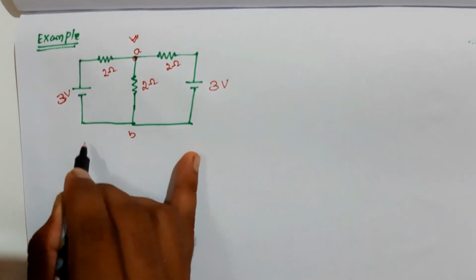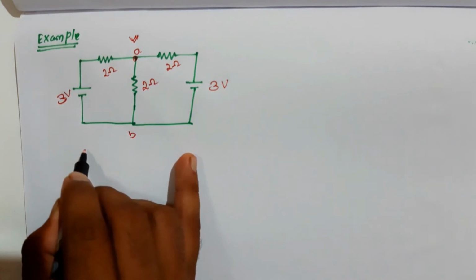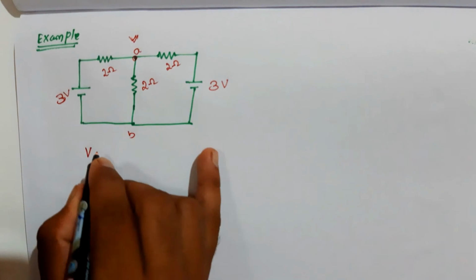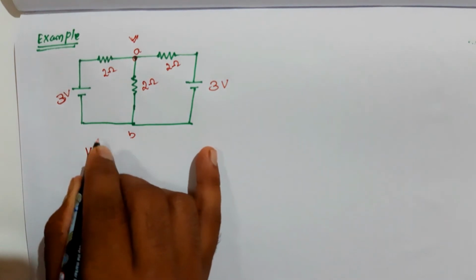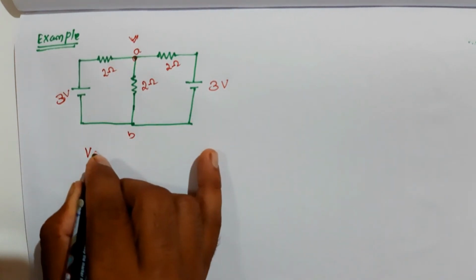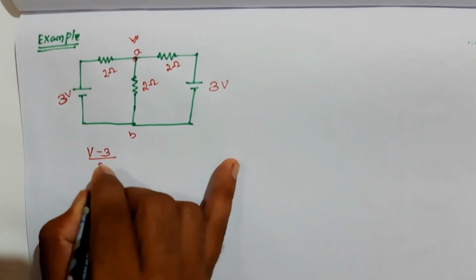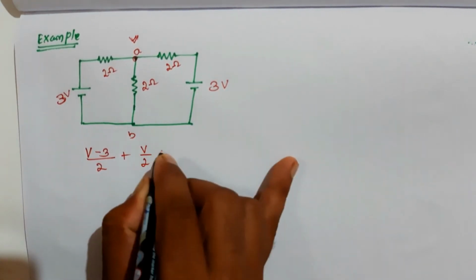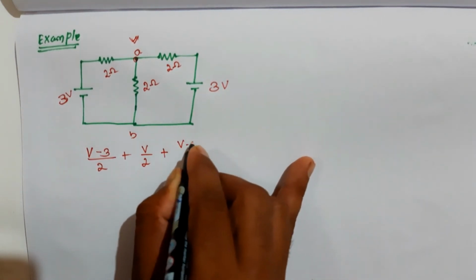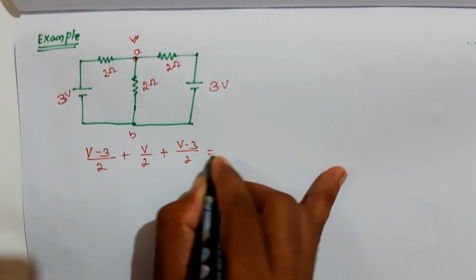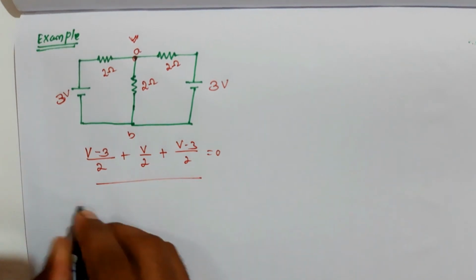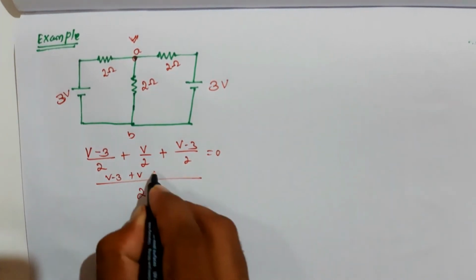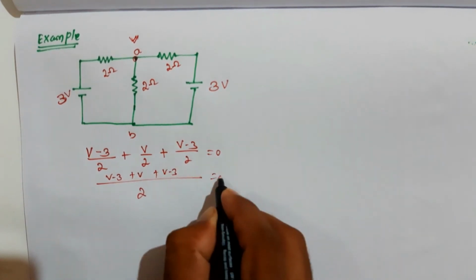Okay, in nodal method, this is V. Apply KCL at node A, so that (V minus 3) by 2, then plus V by 2, then plus (V minus 3) by 2 is equal to 0. Okay, then find: this is 2, this is minus V minus 3 plus V minus 3 is equal to 0.